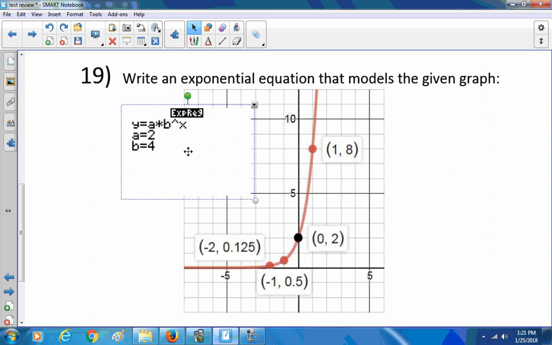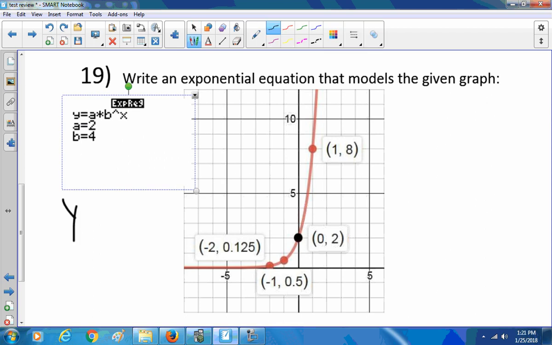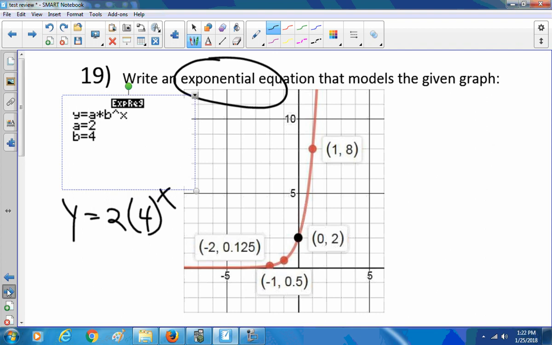And there we go. Again, I don't have my diagnostics on, but I don't need them to be on, because it tells me what type of model. You need your diagnostics if it asks for the best model.